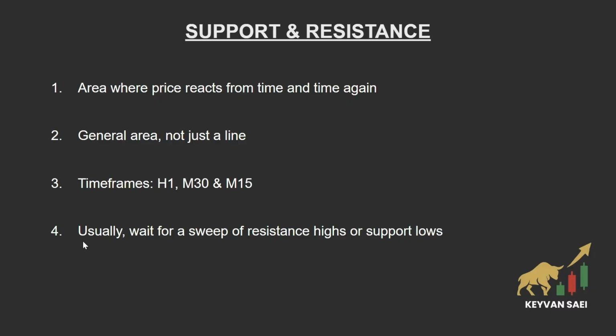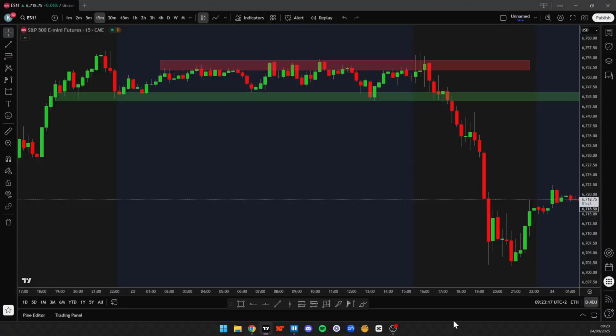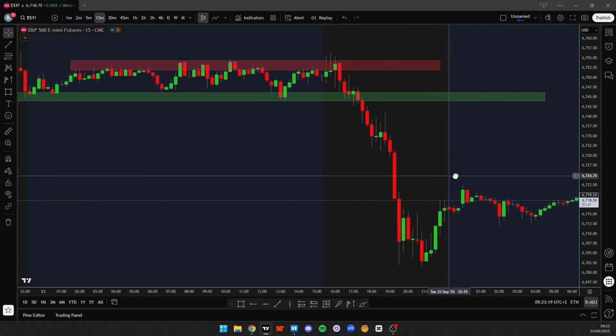But since we're day trading and scalping, I found these three timeframes to be very helpful to look for these levels. Now, point number 4, which is very important, most of the time, usually I wait for a sweep or a manipulation of the resistance highs or support lows. Now, there are a few exceptions to this, and I will head to the charts now and show you some examples. So let's head to yesterday, for example.